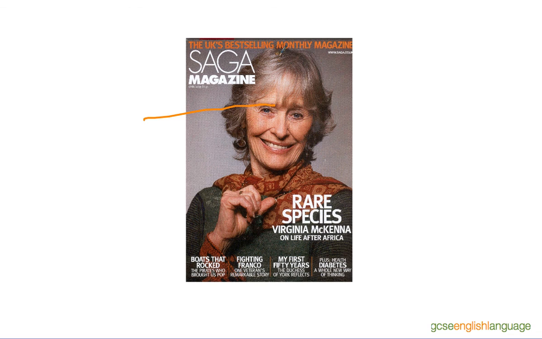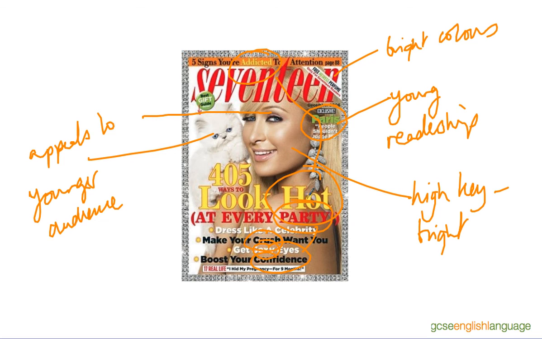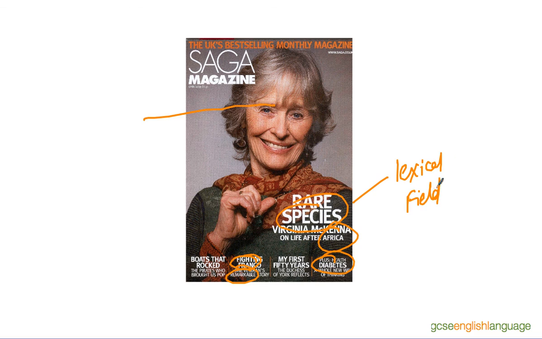Obviously the older person, rare species, life after Africa, fighting Franco, boats that rocked, first 50 years. All of this has a very different lexical field. If you look at the words themselves, species, Africa, diabetes, Franco, remarkable, so on and so forth, and then compare it to party, hot, confidence, addicted. Very, very different lexical field here to the previous one.